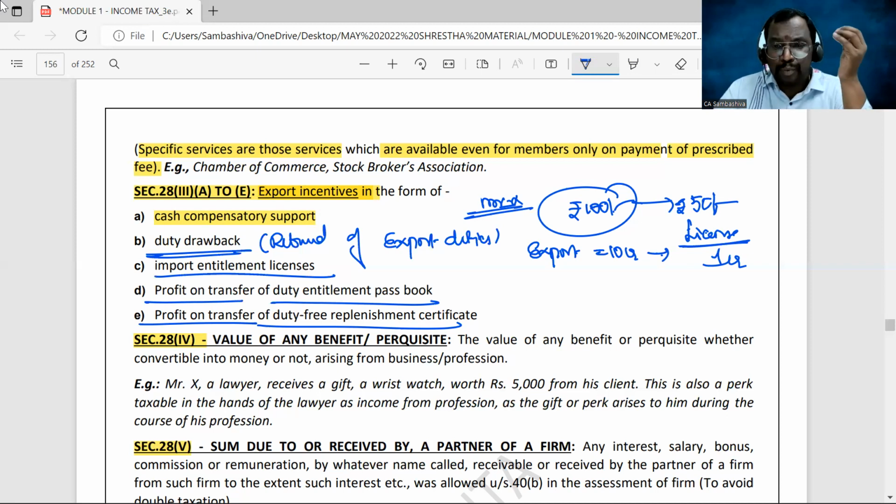Sir, if you want to import certain things from outside India, suppose that you want to import plant and machinery from the US. You already entered into a contract with the supplier in the US. The supplier is ready to give you the plant and machinery, but he is asking for the consideration in US dollars only. But you don't have the US dollars with you. So you went to the government of India for US dollars. So give me some foreign exchange.